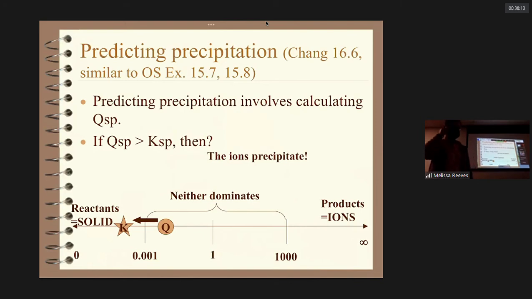The problem is getting the concentrations of your ions in the first place. And if you look at the top there, I'm pointing out exactly where to go in your book to find this issue.